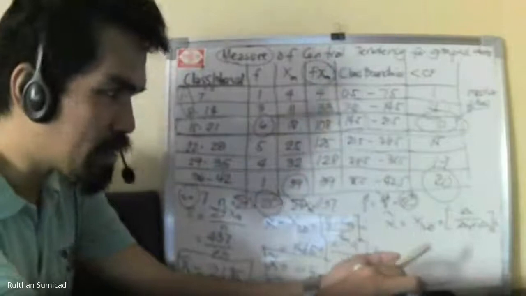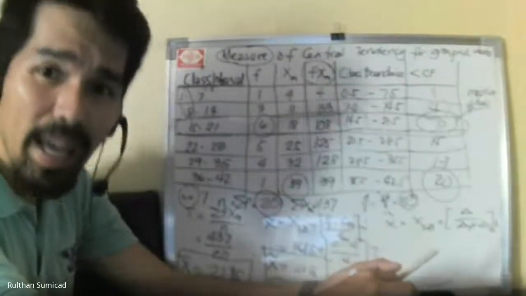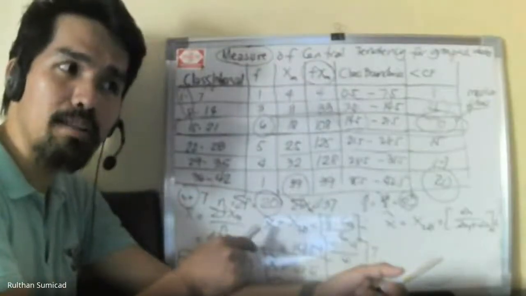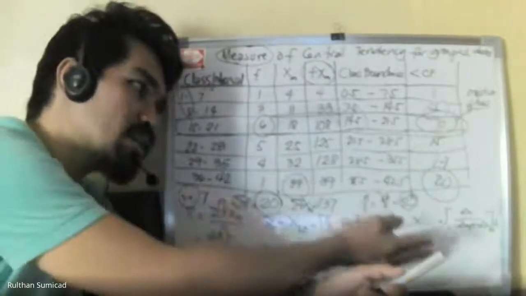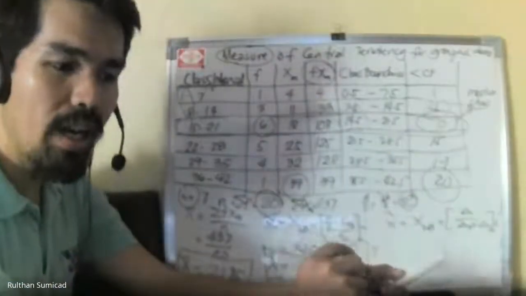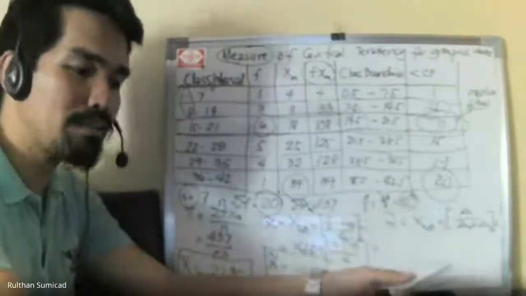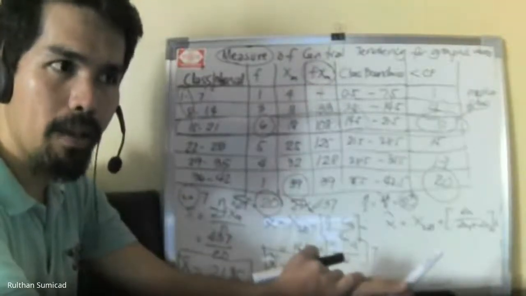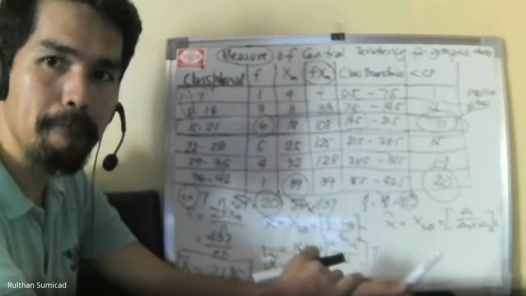Okay, the first thing to do is locate the modal class. Like for the median, we located first the median class. The same thing goes for our mode here. Locate the modal class first. How to locate the modal class? Any idea?